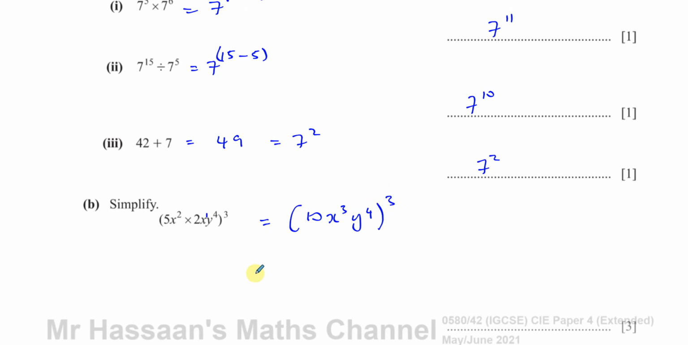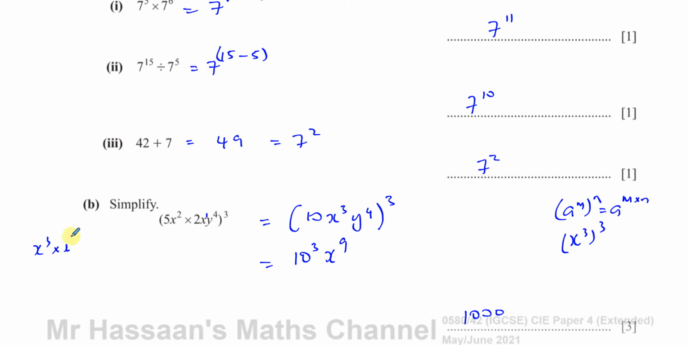So we're going to use the rule. For the number, I'll take this as 10 cubed, which is 10 times 10 times 10, which is 1,000. For the indices, I'll use the rule that if you have something raised to a power to another power, you have to multiply those powers. So x cubed to the power of 3 means x cubed times x cubed times x cubed, which is going to be x to the power of 9, because you add those powers when you're multiplying them.